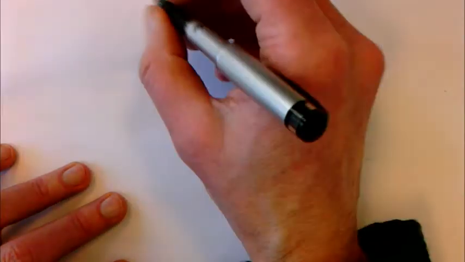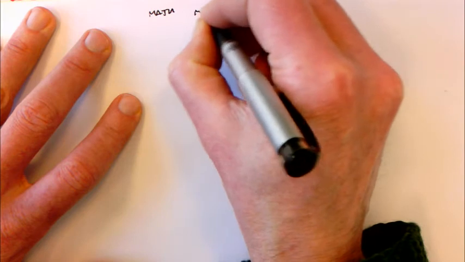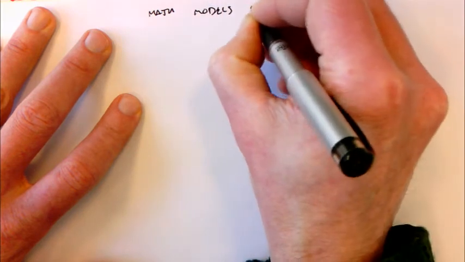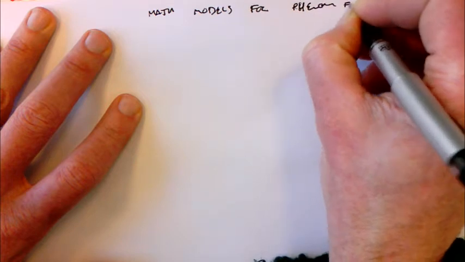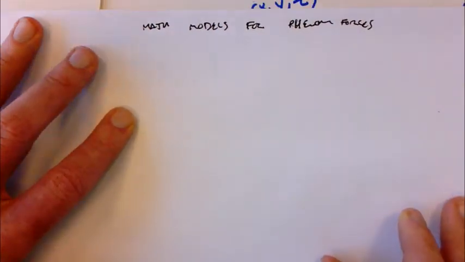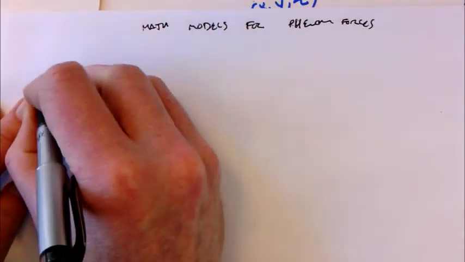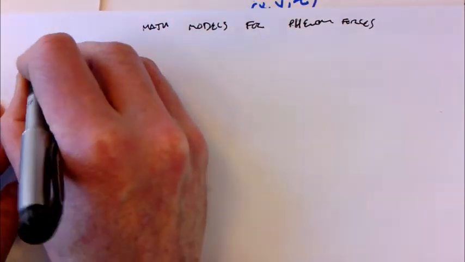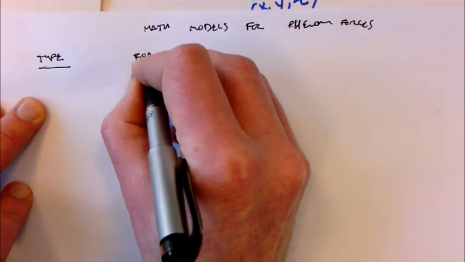So in this recording, we're going to talk about what some of the mathematical models are for phenomenological forces. To do that, I'd like to think about a table. In that table, we'll first list what type of force we're talking about, and we'll give an example of when that force applies.